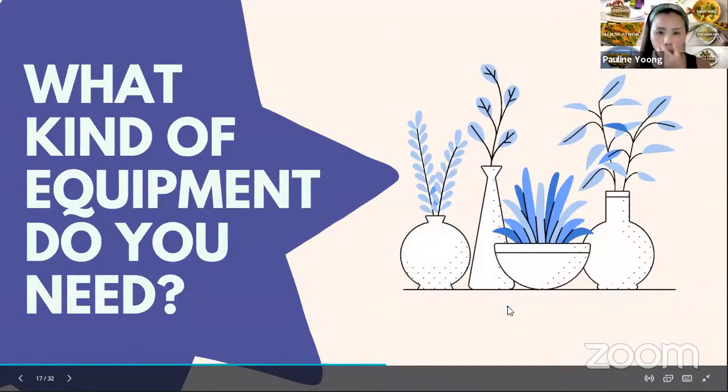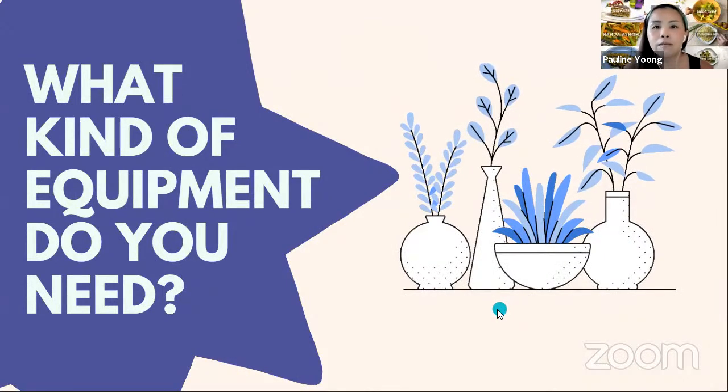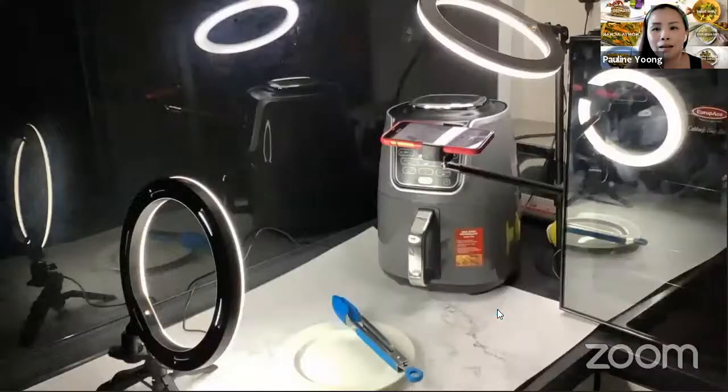All right, so equipment. What kind of equipment do you use? Now, really, when I first started, I only had very basic equipment. I didn't have the lights. I didn't have the tripod. I had, of course, you know, the kitchen utensils and things like that. And I was really using just my iPhone and hovering over it to shoot the video, right? So this is actually a basic setup.